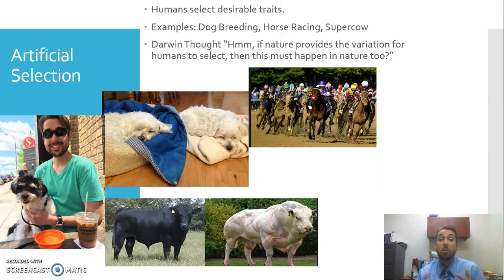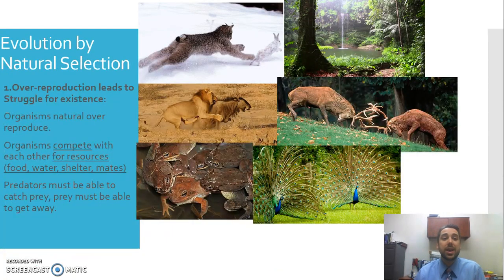Or even thinking about horse racing in general. You want to make more money. You want a faster horse. We want a horse that we could breed with another fast horse to hopefully have an even faster horse in the end. So that's what Darwin was thinking. He was like, if nature provides the variation for humans to select, then this must happen in nature too. This must happen all on its own. So that is where he came up with this idea of evolution by natural selection.